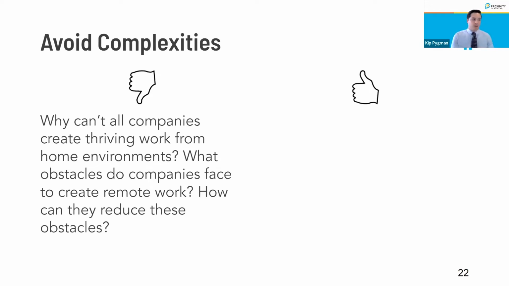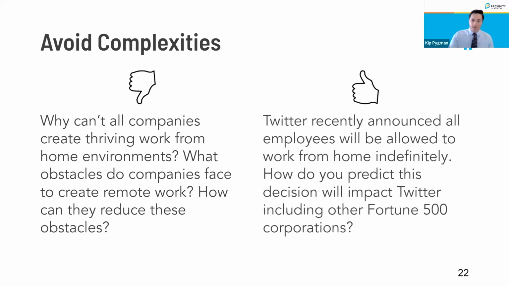The worst thing you can do in a discussion forum is require students to formally cite their sources, because then students spend more time making sure that they're properly using APA or MLA citation. They're spending less time critically thinking, being creative, opening themselves up to being vulnerable. And an example of how to switch this: Twitter recently announced employees can work from home. How do you predict this decision is going to impact Twitter and other Fortune 500 corporations? So we want to avoid complex questions in our discussion board prompt.